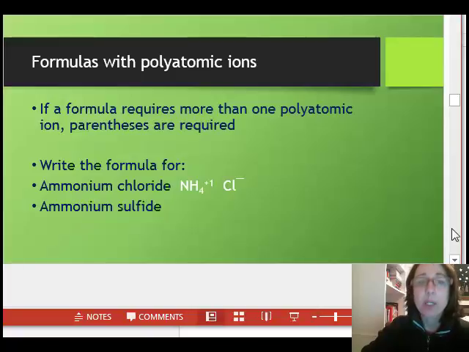When we write the formulas of ionic compounds, we must know the charges of the cation and anion. Ammonium has a charge of +1 and chloride has a charge of -1. Thus, these charges cancel out in a 1-to-1 ratio. And the formula for ammonium chloride is capital N, capital H, subscript 4, capital C, lowercase l.